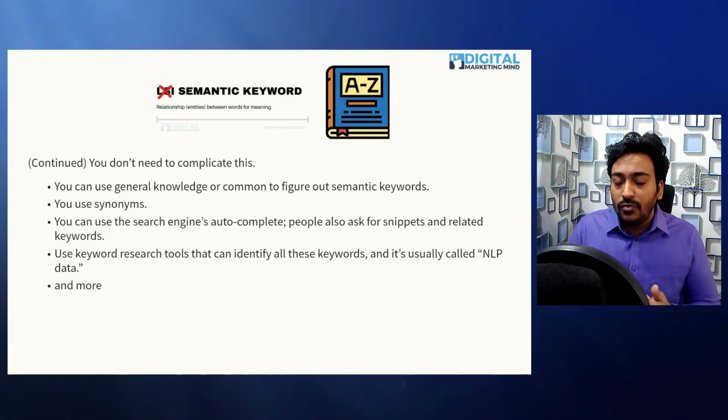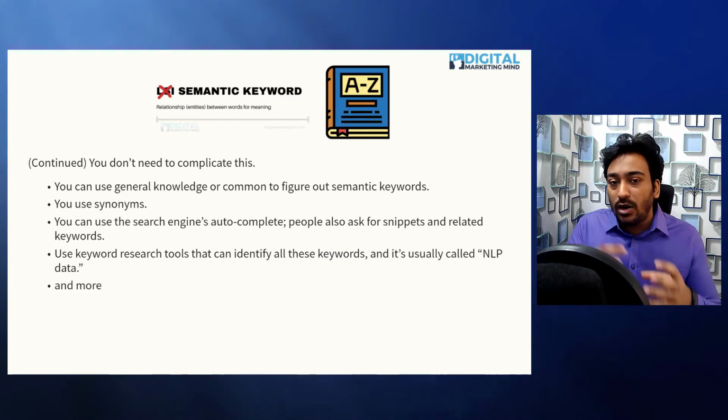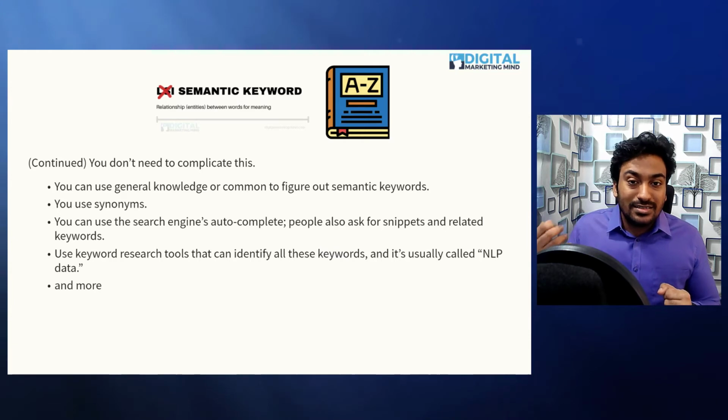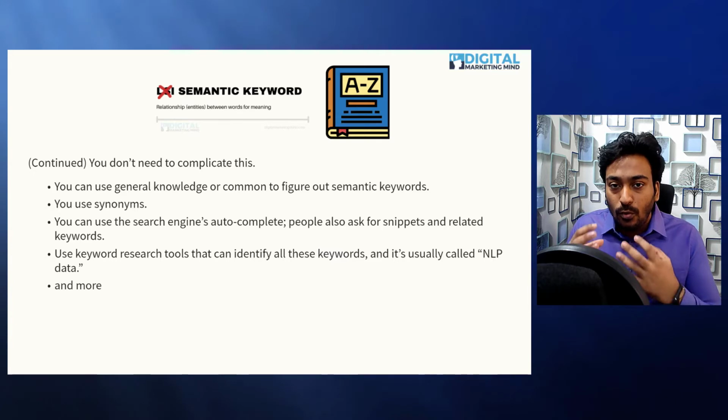You can use synonyms, which are really useful. You can use abbreviations or industry lingo to shorten something. For example, search engine optimization we say as SEO. You can use the search engine's autocomplete feature. You can also use People Also Ask, snippets, related keywords or keyword research tools to bring up all the different NLP or semantic or LSI terms, whatever they mention. What they are essentially trying to say is that these are related keywords which might not mean the same thing when we look at them from a single perspective, but when we combine them with another keyword or topic, it brings more value.